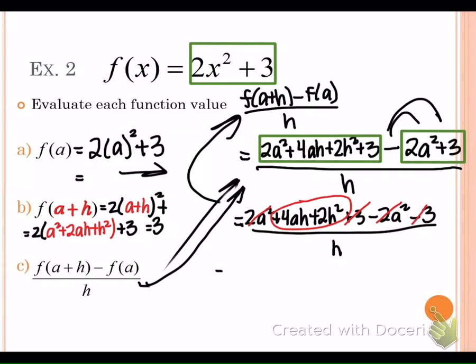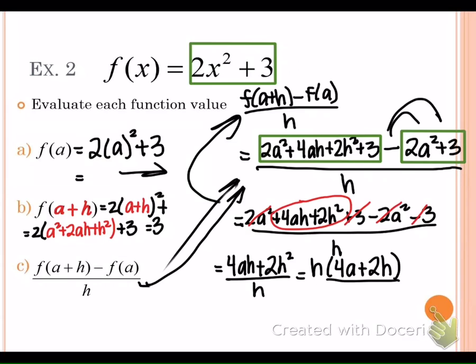One last step, and it should always divide out by an h. 4ah plus 2h squared all over h. Can we pull out a GCF? We can pull out an h: h times 4a plus 2h, still dividing this by h. What happens to those two h's? They cancel, right? Leaving my last beautiful thing of 4a plus 2h. All that work just to find that out.